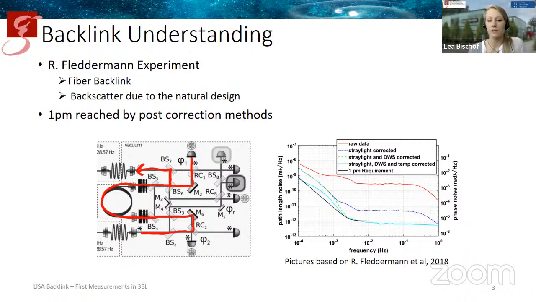And he found that this setup is then limited by backscatter, because when you send light in the backlink through both directions, then any light that scatters at the RX fiber or at the TX fiber will just travel together with the nominal beam in the interferometer. And this backscatter is actually limiting the measurements. So in this experiment by Roland Flederman, this very first implementation, with different kinds of post-processing, this very high initial noise was reduced to the picometer level.